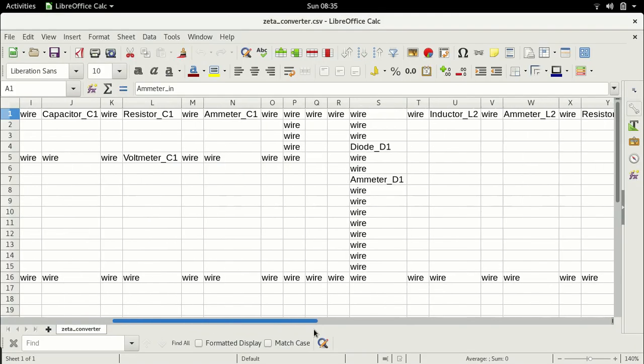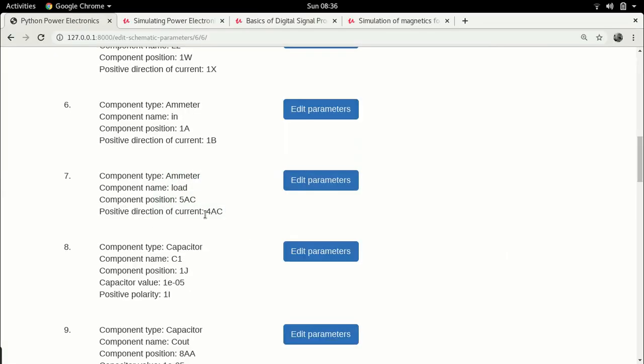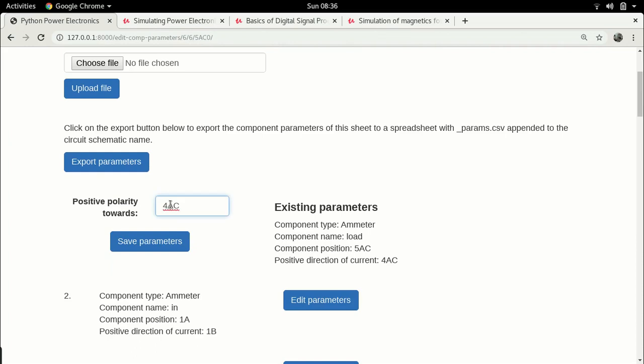Ammeter load is this one. As said before, the load should always be downwards because the positive polarity of the output is upwards. So we are going to measure the current downwards. So load is currently upwards, the positive polarity. Let's change this to downwards, that is with respect to the component position.